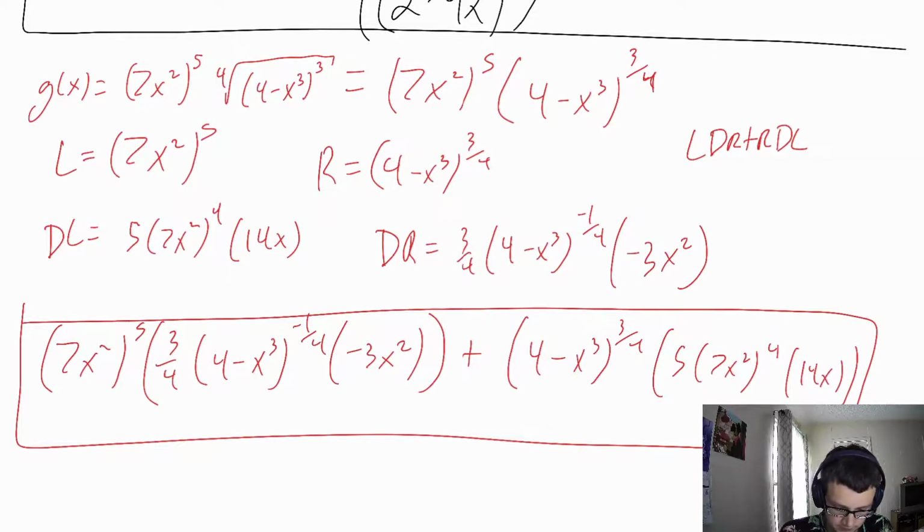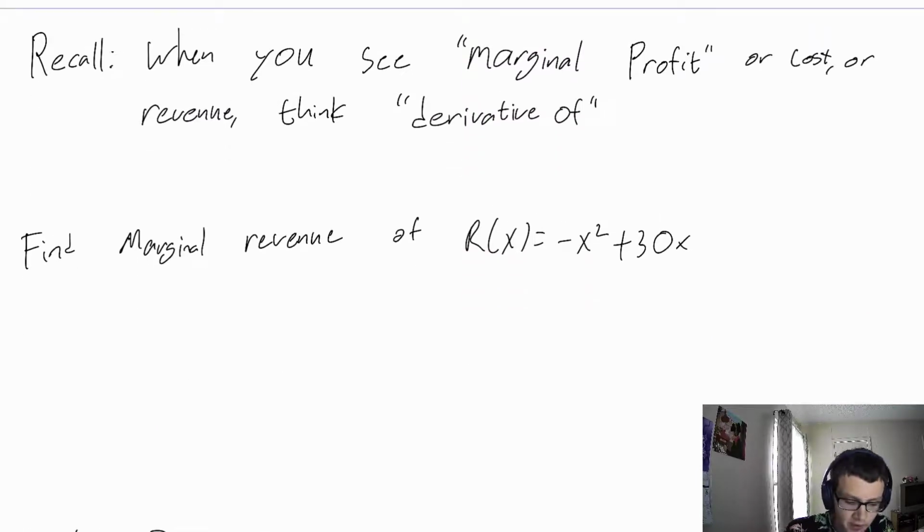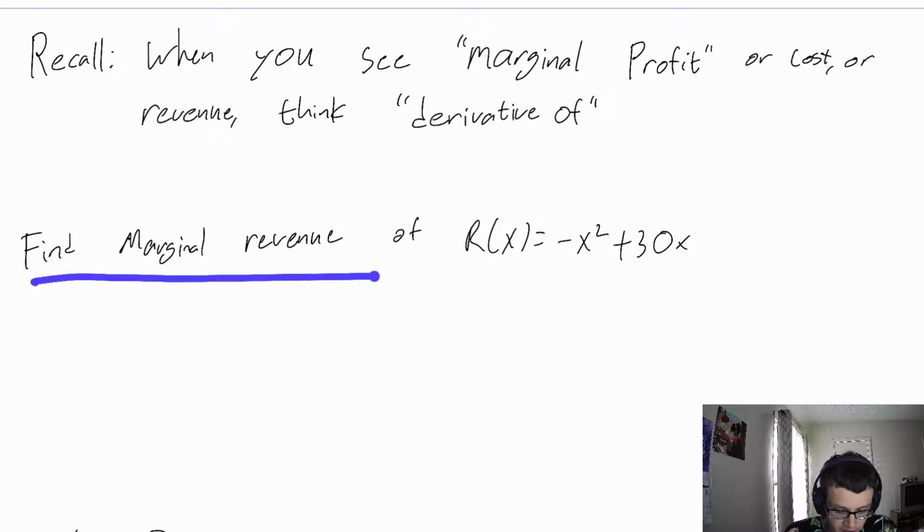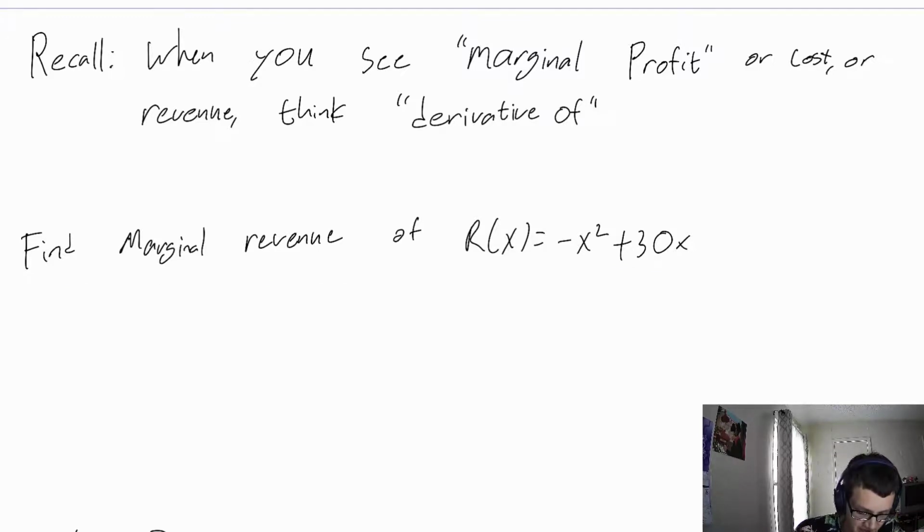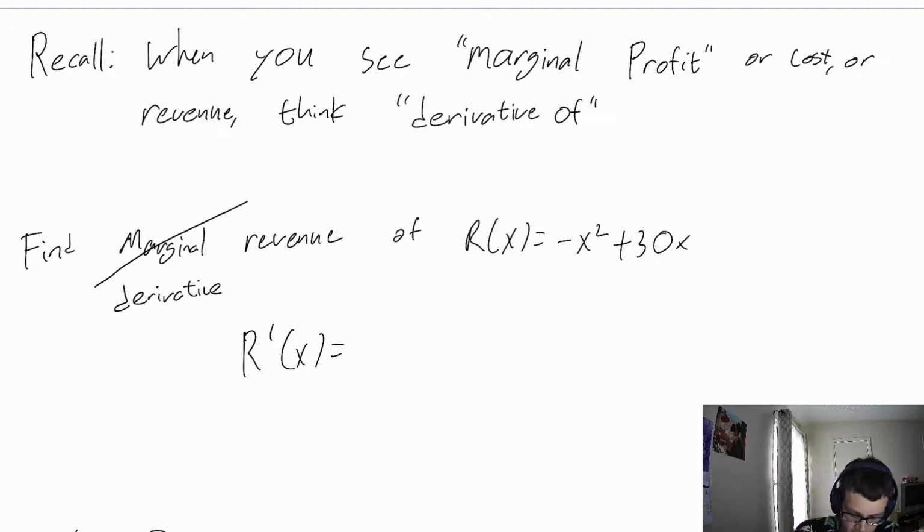Okay, one thing to note here. If you ever see marginal profit or marginal cost or marginal revenue, you can read marginal as derivative of. So for this example here where it says find marginal revenue of R of x equals minus x squared plus 30, that means find the derivative of revenue, where revenue is that. So our goal is just to find R prime of x, which we can use our standard rules to figure out pretty easily that it's minus 2x plus 30.